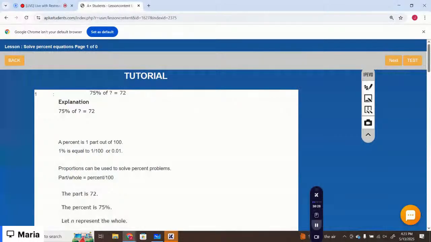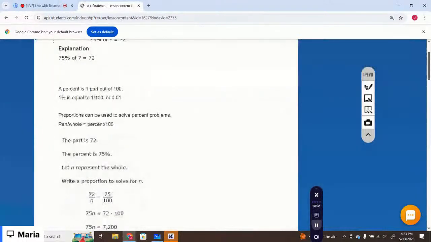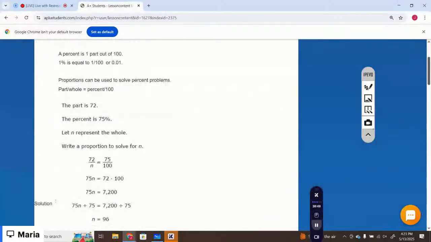75% of what number is 72? 72 is the part. You need to calculate the whole number. The percent is 75%. So 72 divided by n, where n is the whole number, equals 75 over 100. So which is the correct option? n equals 96.